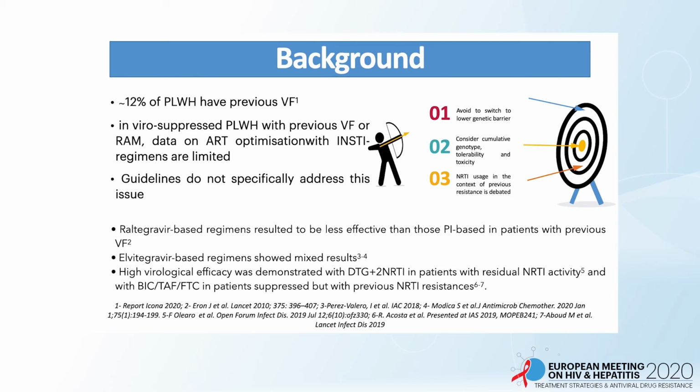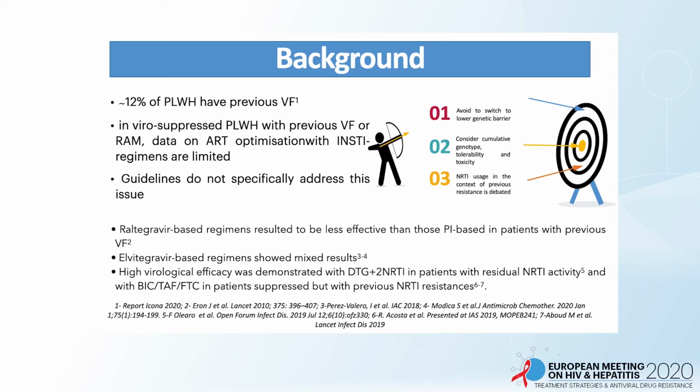About 12% of people living with HIV have previous virological failure, according to Italian data. Data on optimization of antiretroviral therapy with INSTI regimens are limited, and current guidelines do not specifically address this issue. They only provide some general rules: avoid switching to lower genetic barrier regimens, always consider the cumulative genotype, and consider tolerability and toxicity issues, while NRTI usage in the context of previous resistance is still debated.